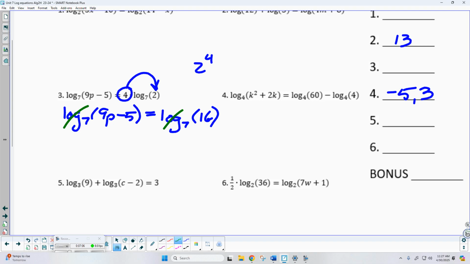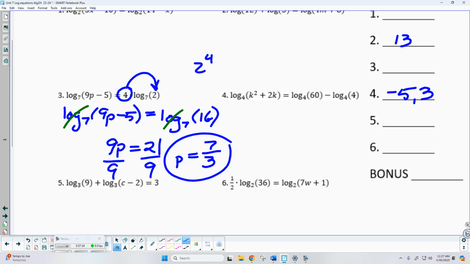If 9p minus 5 equals 16, then 9p is equal to 16 plus 5, which is 21. Let's divide through. It won't divide evenly, but it can reduce. They're both divisible by 3, so it would be 7/3. Was that the 4? Oh, okay. So you remember to put it on the argument, we just got the wrong value? Oh, that's good. Okay, anything else?